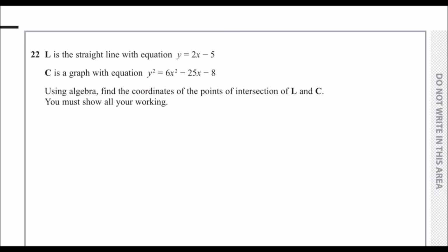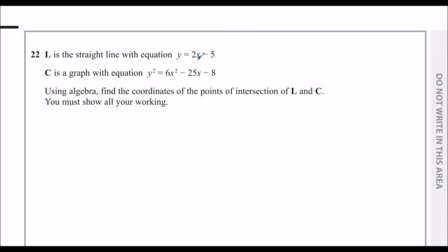Question 22. L is the straight line with equation y equals 2x minus 5. C is a graph with equation y squared equals 6x squared minus 25x minus 8. Using algebra, find the coordinates of the points of intersection of L and C. So when we have two graphs intersecting, we can find that point using simultaneous equations. So we have to solve these simultaneously. We're going to solve it using substitution.